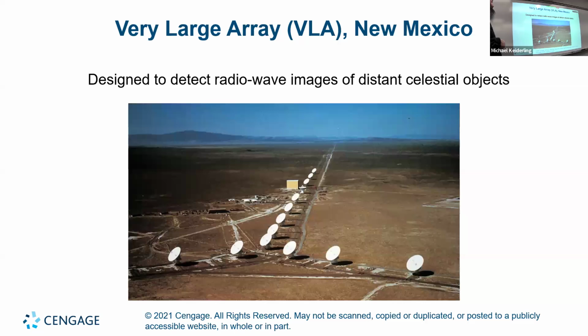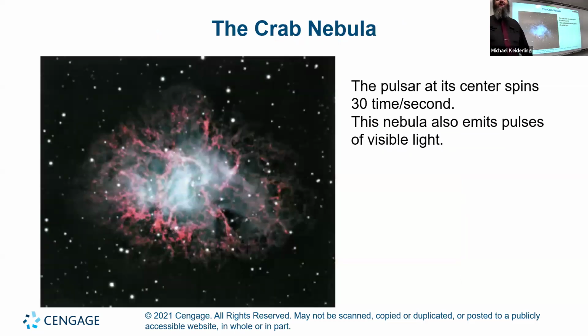One of the ways we detect these things is with stuff like the Very Large Array in New Mexico, which is an array of radio telescopes. These are designed to detect radio wave images of distant celestial objects. And the pulsar at the center of the Crab Nebula pulses about 30 times a second. And this nebula also emits pulses of visible light because the nebula gets excited by the stuff being thrown off by the pulsar.